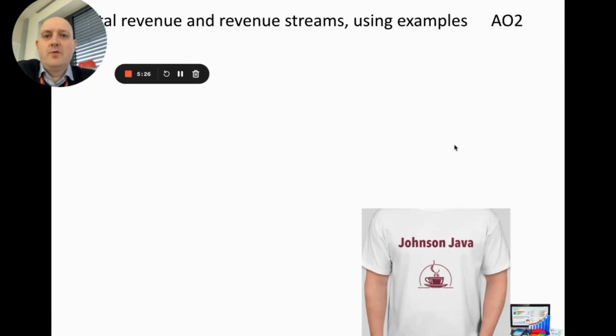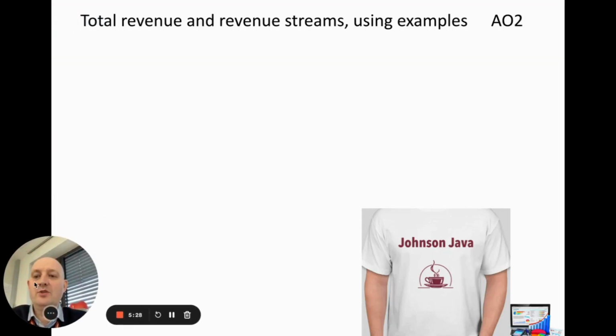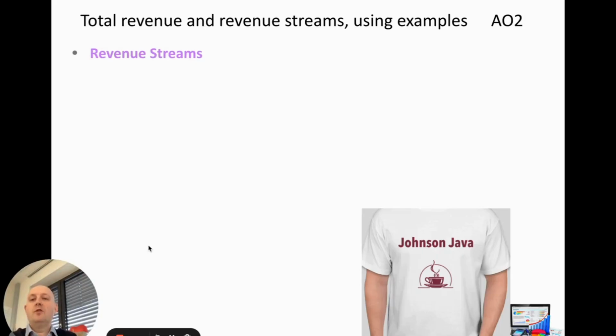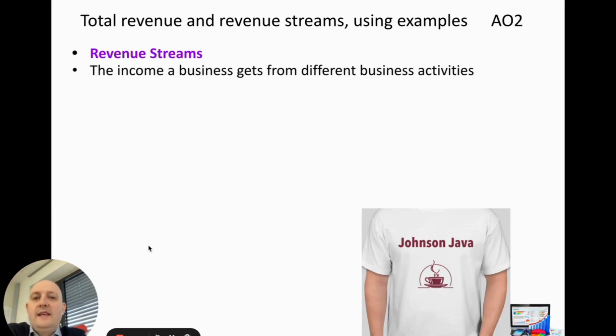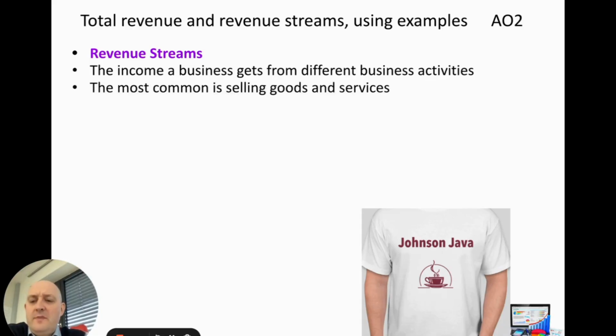Okay, so what we can do now is look at different revenue streams. Revenue streams are basically all the ways in which a business gets money from different business activities. The most common way for businesses to get money is by selling goods and services. For Johnson Java, they're selling coffee. That's the biggest way that they're going to collect money.